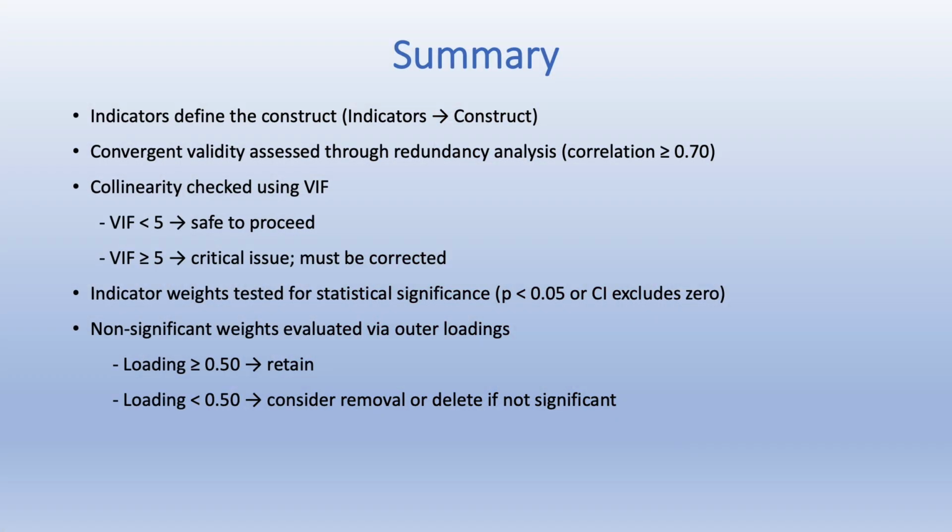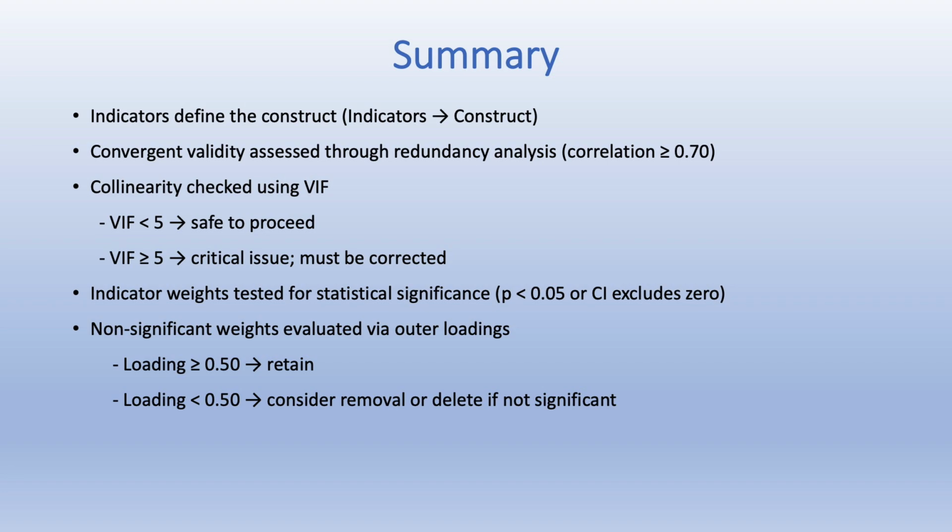Let's summarize the session now. Formative measurement models are defined by indicators that cause or shape the construct rather than being caused by it. Convergent validity is established through redundancy analysis, where a correlation of 0.70 or higher with a reflective benchmark confirms validity. Collinearity among indicators is assessed using the variance inflation factor. Values below 5 are acceptable, while values of 5 or more indicate critical issues.